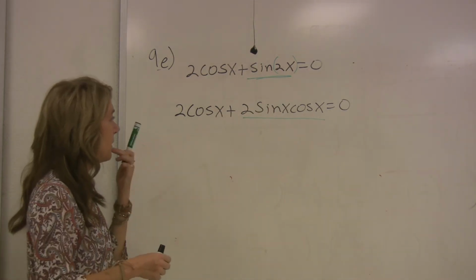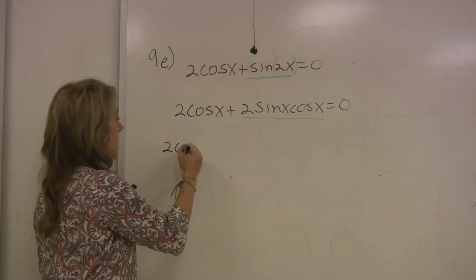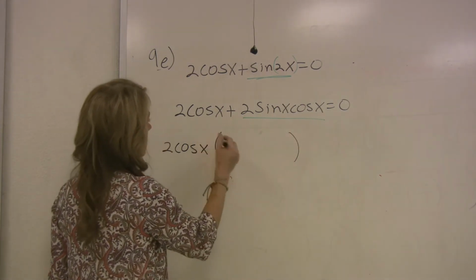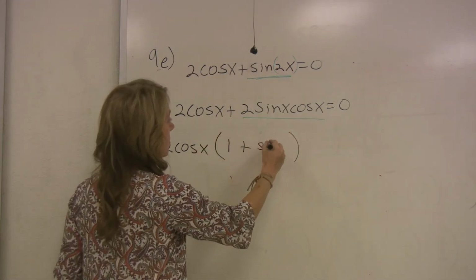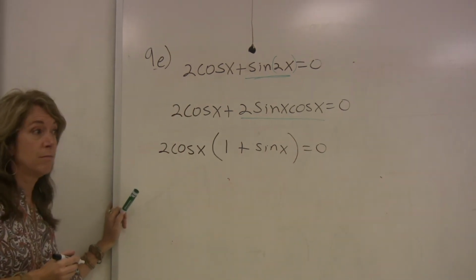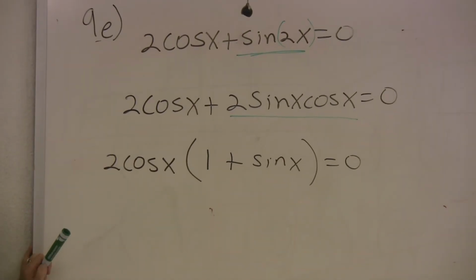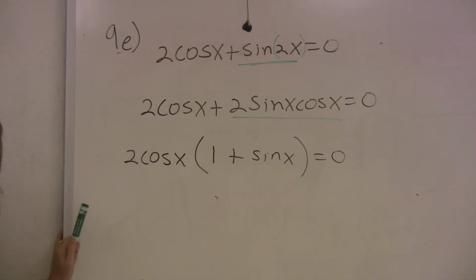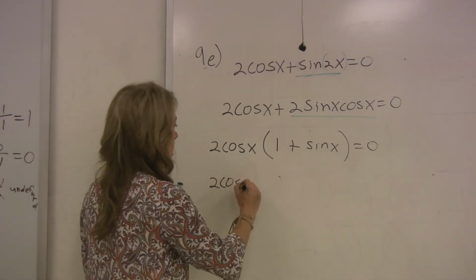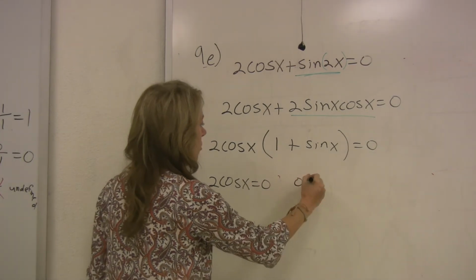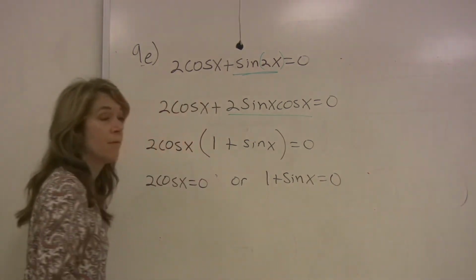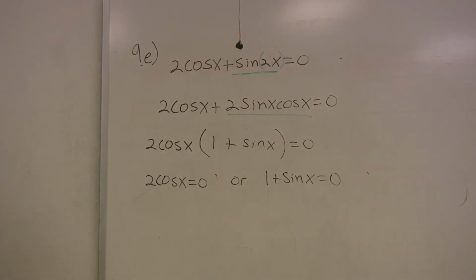So what can I factor out here? A 2 and a cosine x. And that leaves me with 1 plus sine x equals 0. And once we factor, we just set each factor equal to 0, because the only way you can multiply two things and get 0 is if either this one equals 0 or this one equals 0. Agreed?